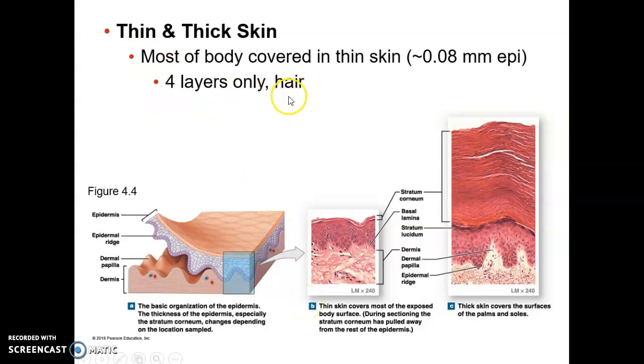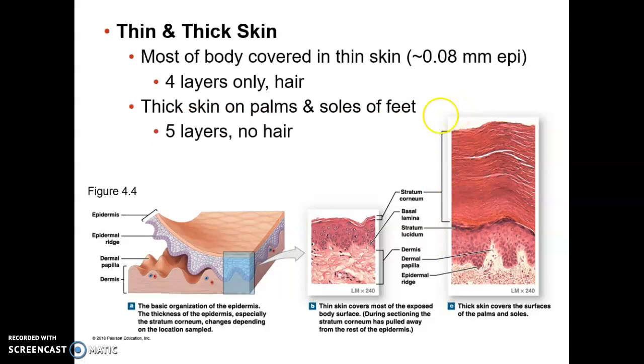And there's hair growing on your thin skin, whether it's fine hair or thick, coarse hair, like on your head or mustache if you have a mustache. Thick skin is found on the palms and the soles of the feet, and it has all 5 layers. And no hair is growing on your palms or soles of your feet.